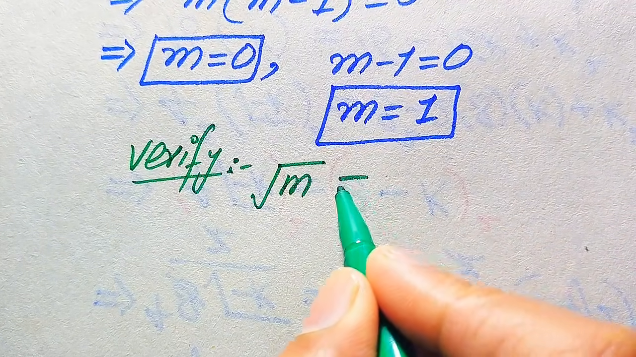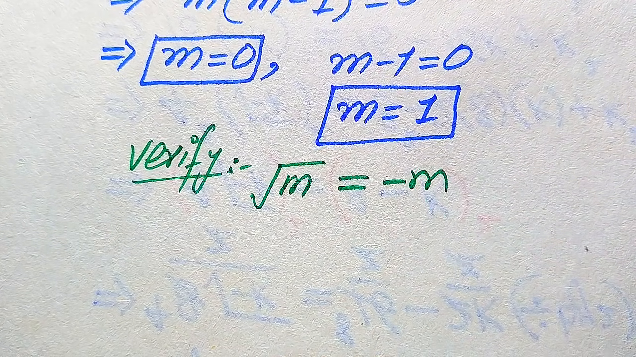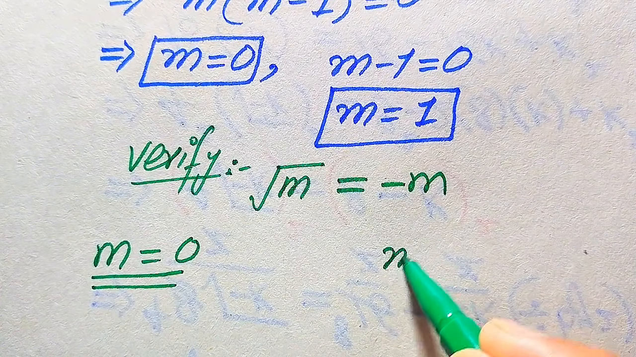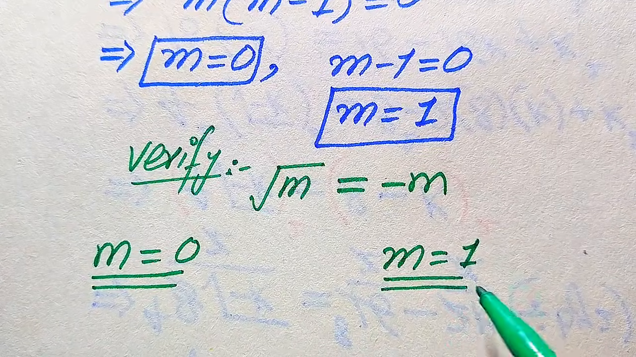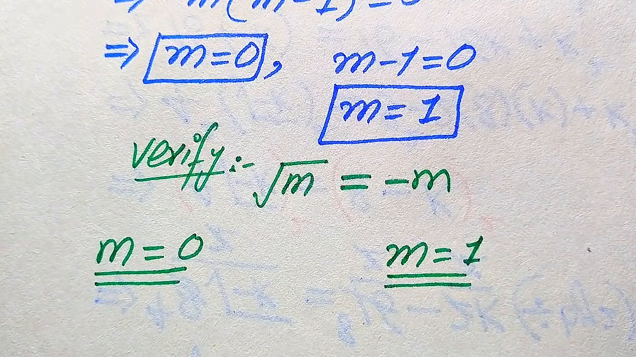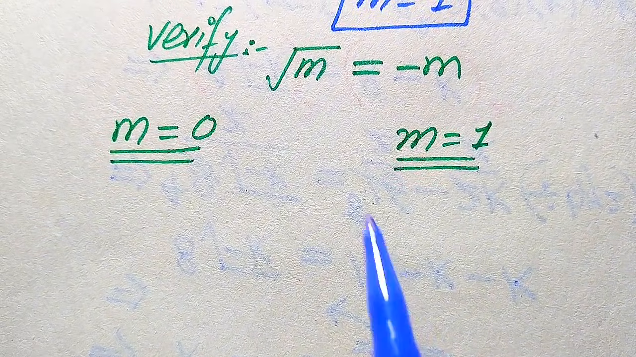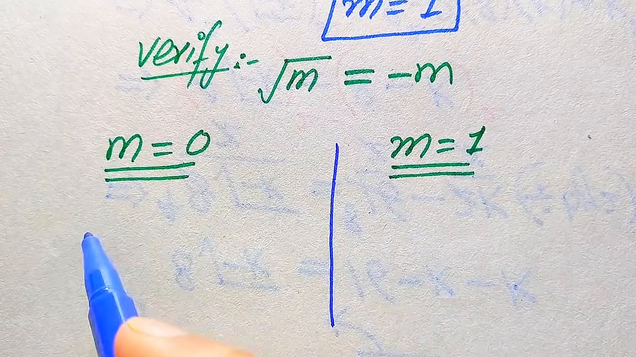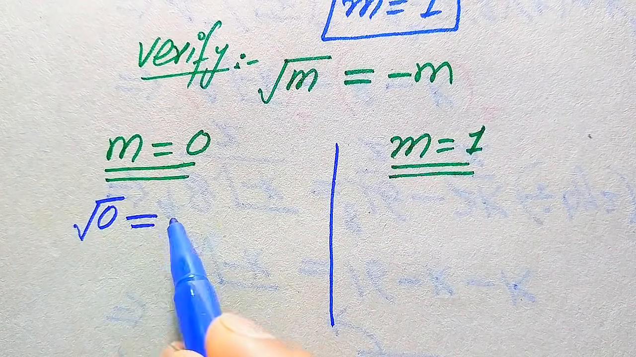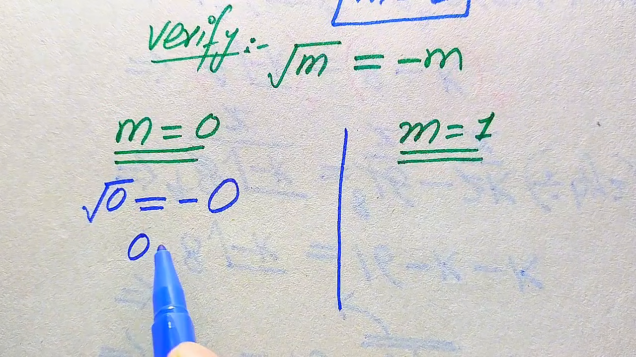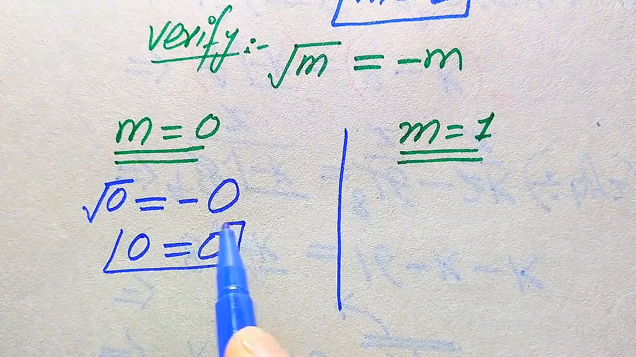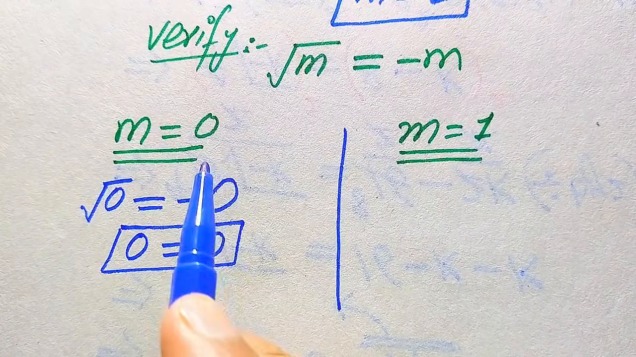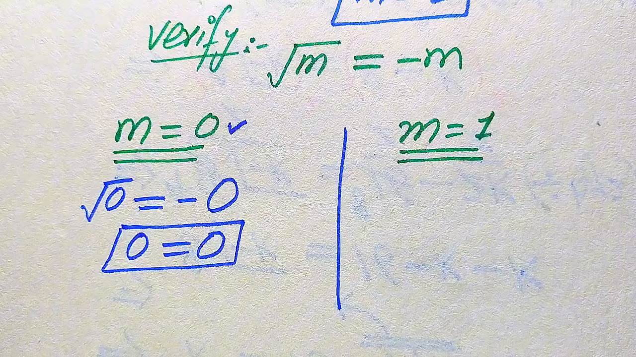Here it is, the square root of m equals minus m. On this side we will verify m equals 0, and on this side we will verify m equals plus 1. We need to verify both of these roots, and first we verify m equals 0. When we put m equals 0 into the given equation, it is written as the square root of 0 equals minus 0, and you see this becomes 0 equals 0. This shows that both sides are equal, which means that m equals 0 satisfies our given equation.